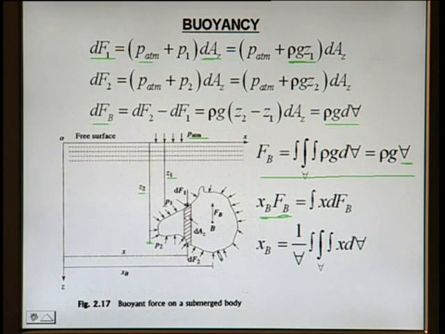So we know that the buoyancy force acts through the centroid of the displaced volume, right. We can calculate the buoyancy force, which is equal to rho g V, where V is the volume displaced, and xv is the distance measured from the z axis to the centroid of the displaced liquid.